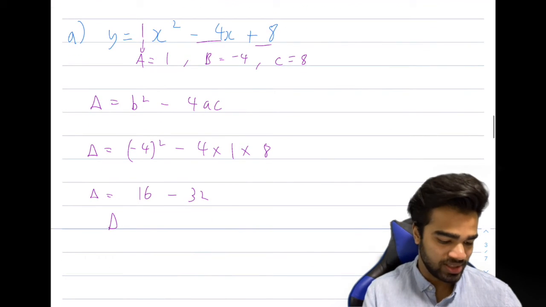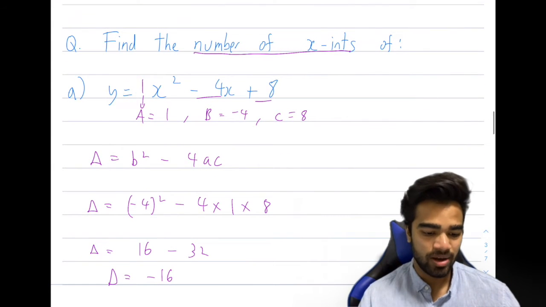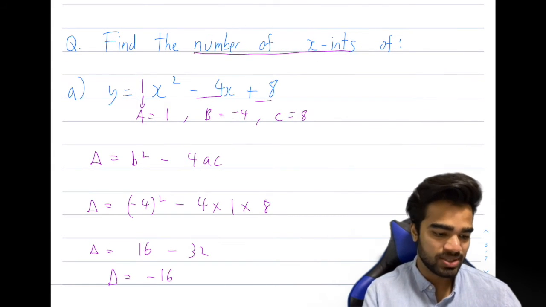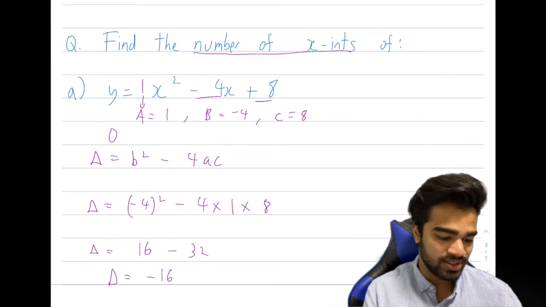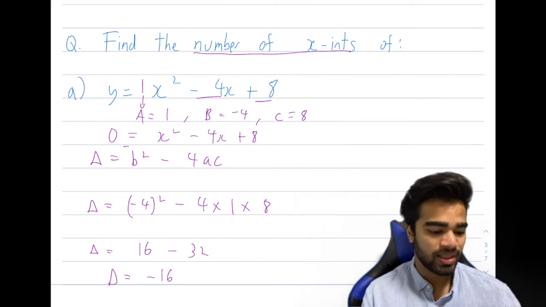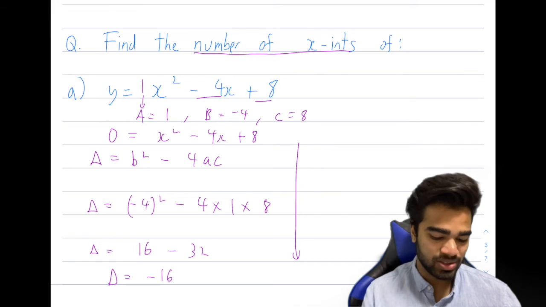What do you notice here? Discriminant is negative 16. So how many solutions do we have? What are the number of x-intercepts? Oh, I forgot a quick step here. To find x-intercepts, you make y 0. So 0 is equal to x squared minus 4x plus 8. So that's a step. My bad, I forgot. So from this, we can get the discriminant and so on.